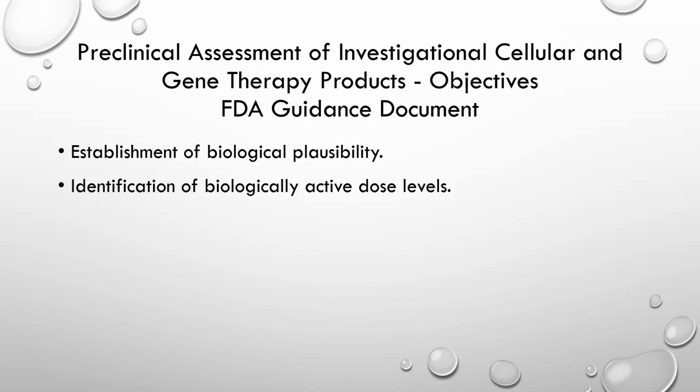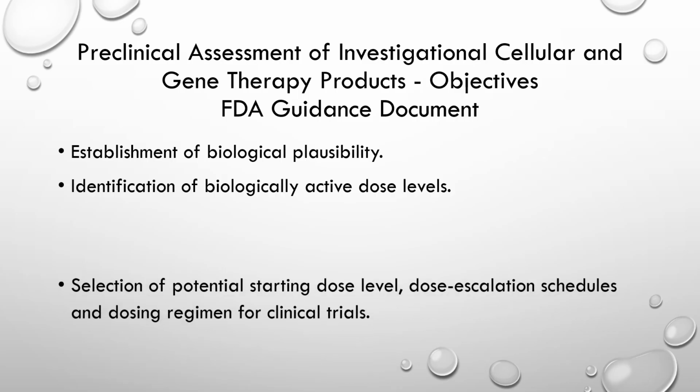You want to be able to determine what the biologically active dose levels are. This is critical information that will inform the clinical trials, and you do want to ensure that you minimize the potential for adverse events. So you want to find out what the levels are that will give you the biological activity that you require, i.e. to kill the cancer or tumor cells. So that identification of biologically active dose levels is a critical objective.